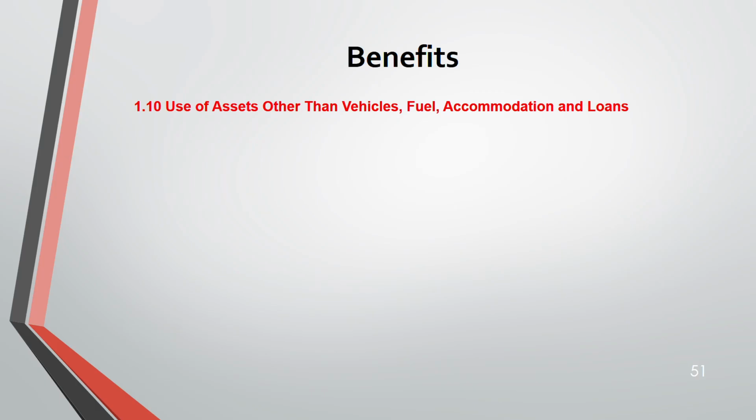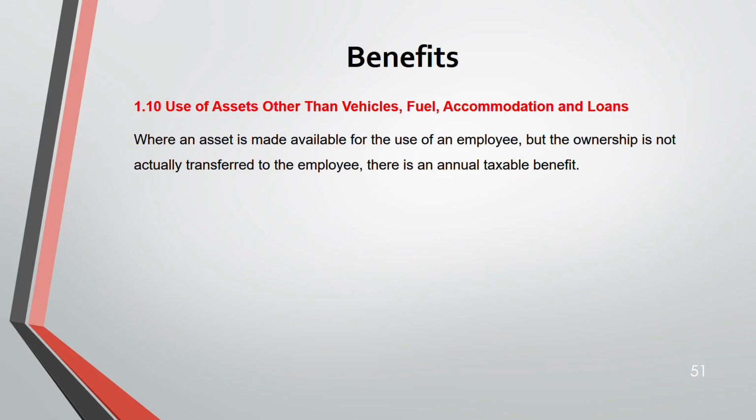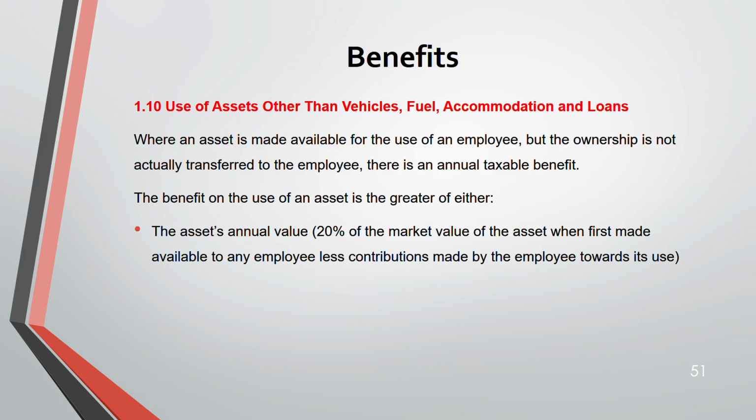Now 1.10. Next benefit. When you are using assets, but those assets are not vehicles, fuel, accommodation or loan. Other than that, any other asset, when it is made available to an employee but the ownership is with the employer, it is a taxable benefit in the hands of the employee. So the benefit is the greater of these two. 20% of the market value of the asset when first made available, minus any contribution the employee makes towards it.